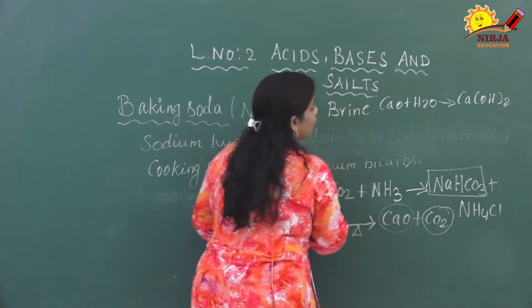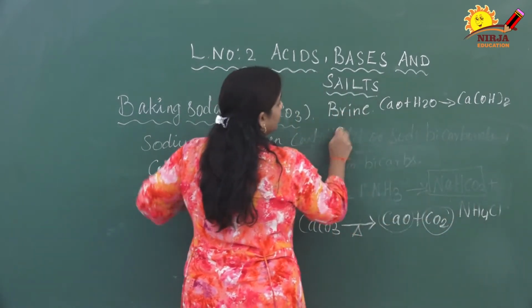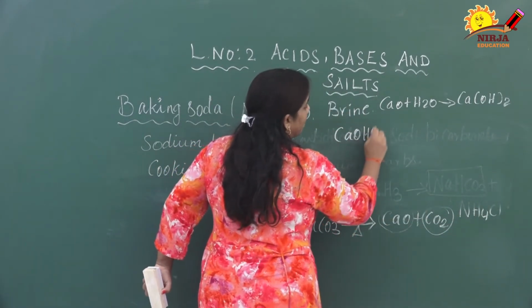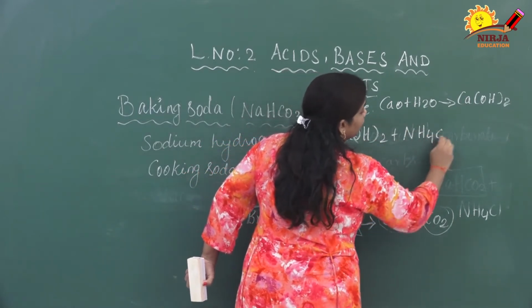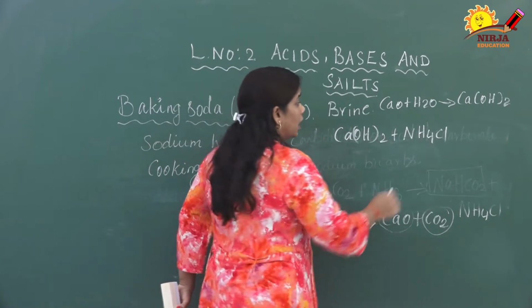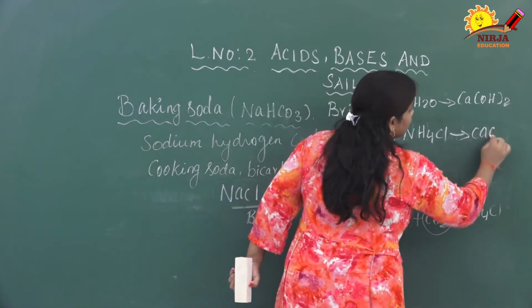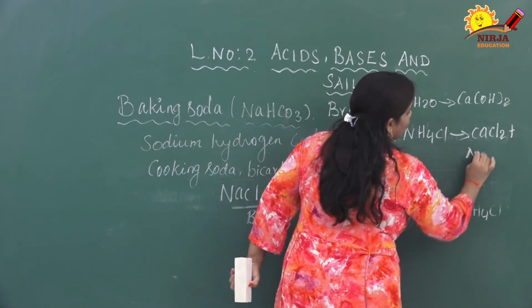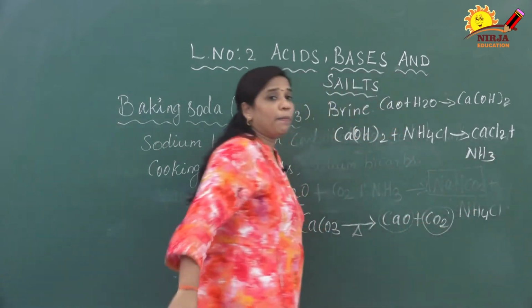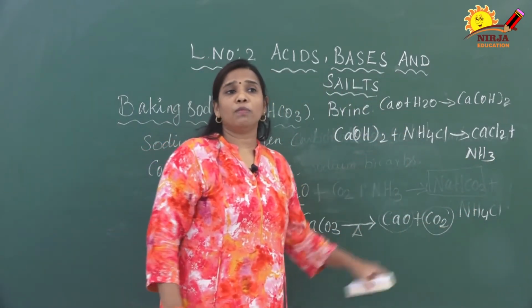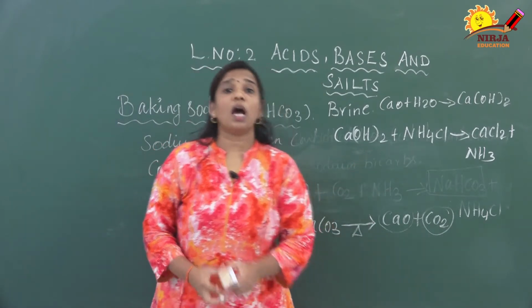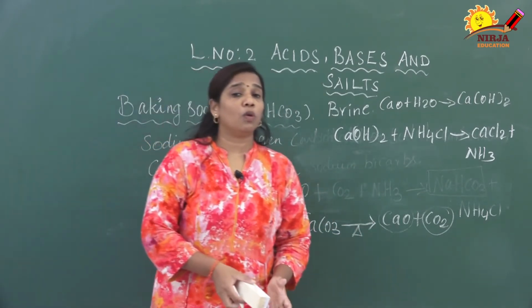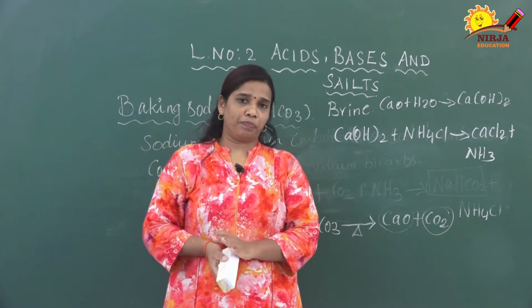When the calcium hydroxide, Ca(OH)2, reacts with ammonium chloride, which we get as the byproduct of the Solvay process, it changes into calcium chloride along with ammonia. This way they separate ammonia from ammonium chloride. I hope you have understood how they prepare baking soda, and how they separate ammonium chloride into ammonia. Right?